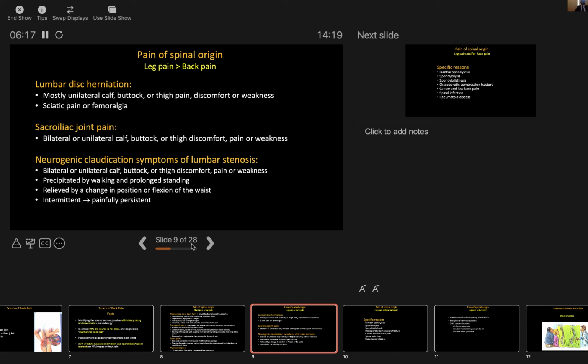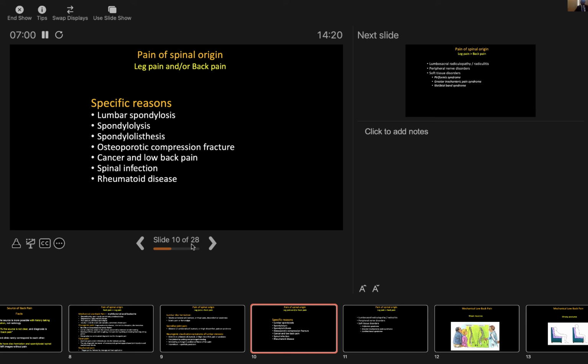The reason could be a sacroiliac joint pain. In that case, the pain looks similar, but generally does not radiate to the level of the knee. And for neurological claudication, symptoms are again bilateral or unilateral calf, buttock, thigh discomfort, pain or weakness, and it is precipitated by walking and prolonged standing, and is relieved by changing position and especially flexion or kneeling.